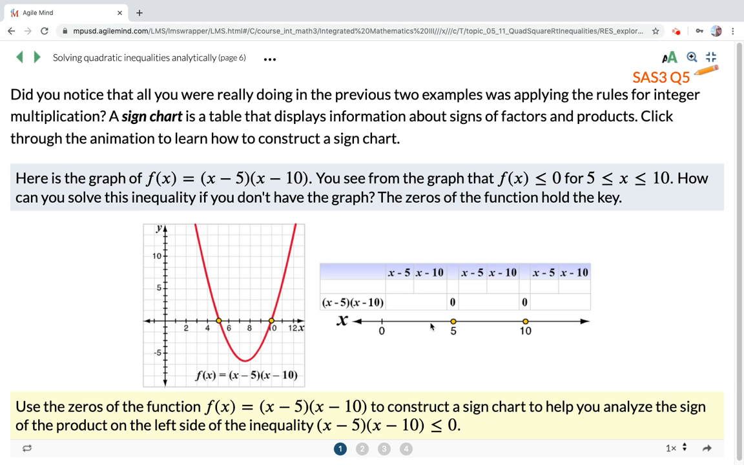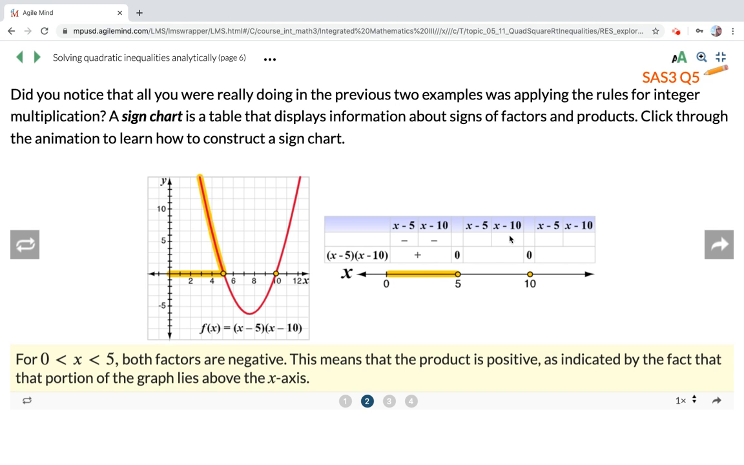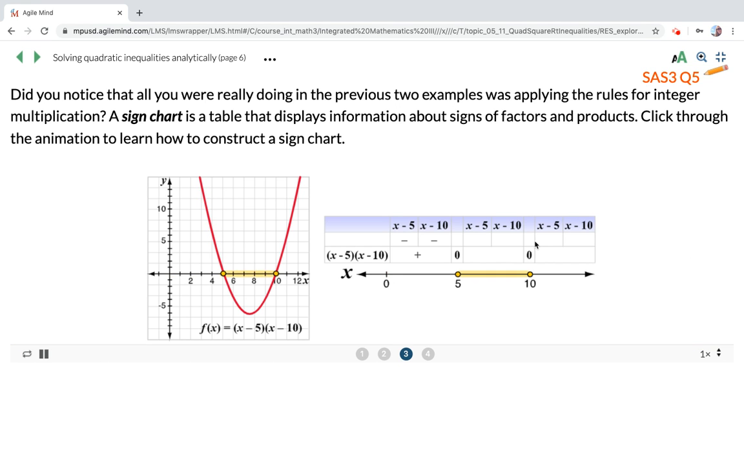All right, so I'm going to plug in something between 0 and 5. Let's say a number like 3. If I plug in a 3, that would be negative. This guy would also be negative. Negative times a negative gives me a big fat positive. Yay. If I fill out the next little chunk, something between 5 and 10, so maybe a 7. 7 sounds good. If I plug in a 7, that's positive. If I plug in a 7, that's still negative. Positive times a negative gives me a negative.